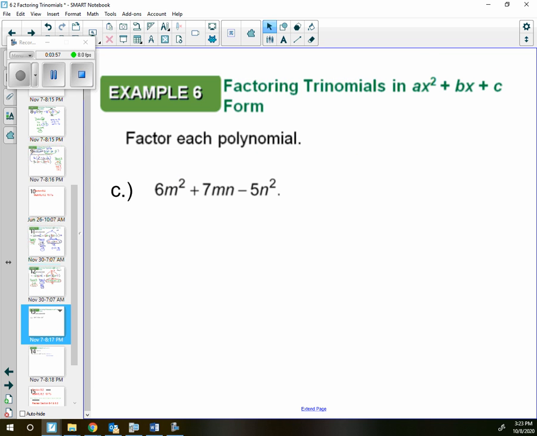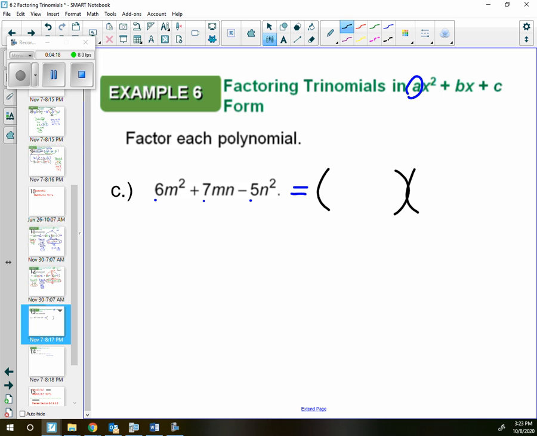All right, let's take a look at one with both variables again. So remember how we talked about you can factor with variables in both positions. So we can see how that's going to look when we are doing something that doesn't have a leading coefficient of 1. All right, so first order of business, check for GCF. 6, 7, and 5 don't have any GCF, so I don't need to worry about that.